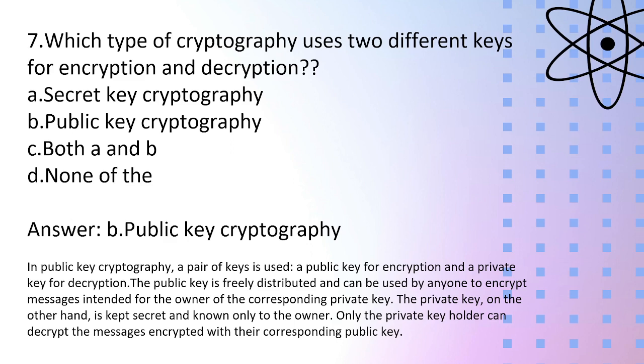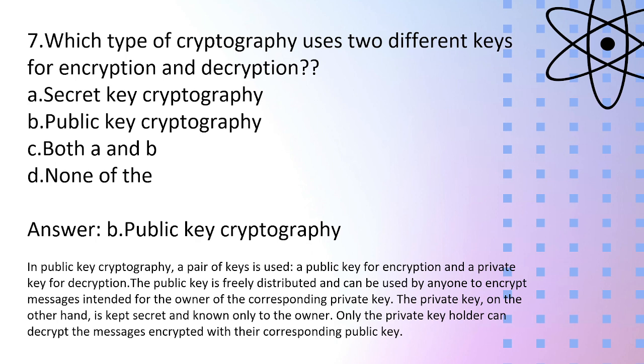Which type of cryptography uses two different keys for encryption and decryption? And the answer is public key cryptography, because in public key cryptography a pair of keys is used, a public key for encryption and a private key for decryption. A public key is freely distributed and can be used by anyone to encrypt messages intended for the owner of the corresponding private key.